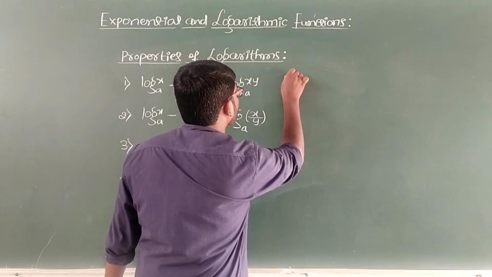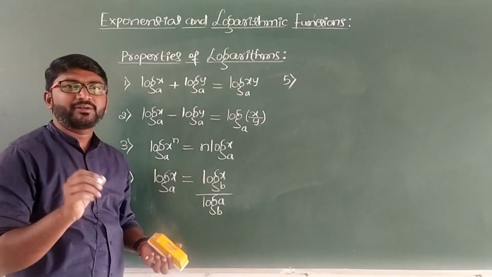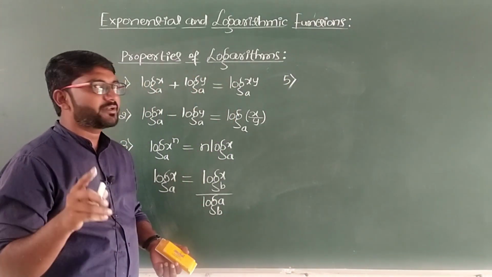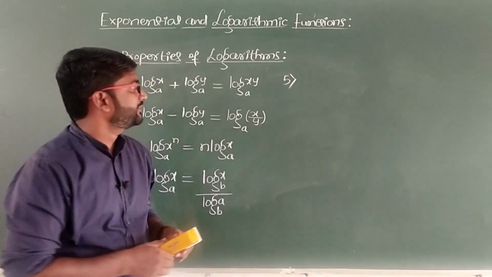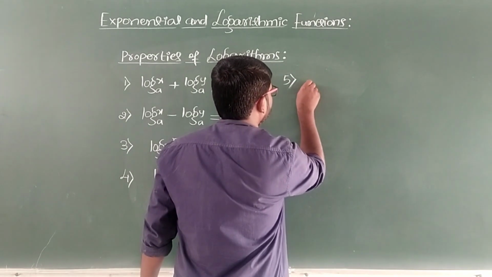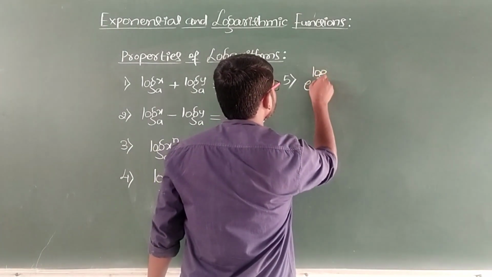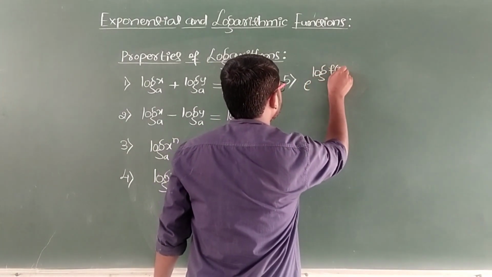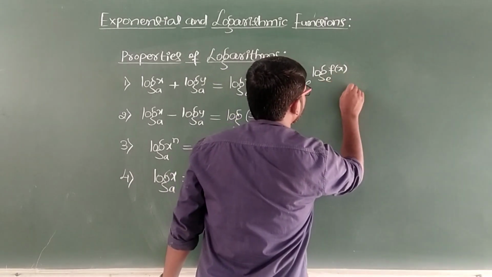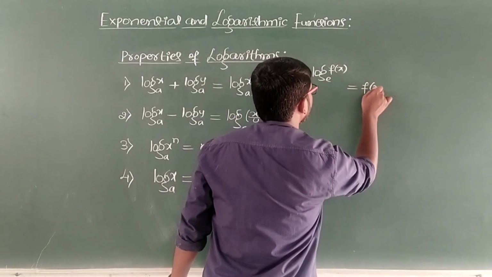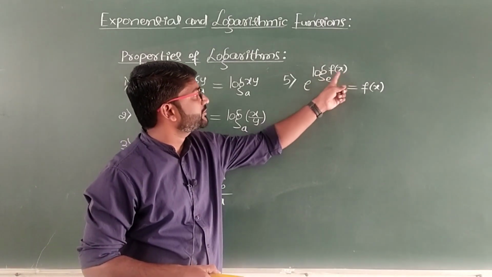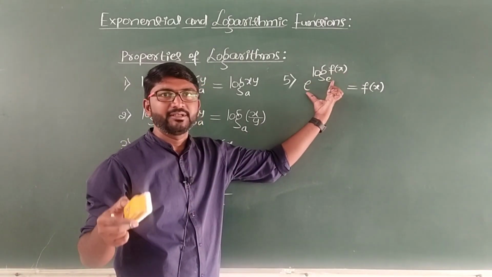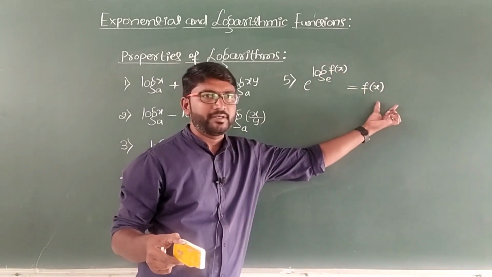Next one, so we have two important properties now. That may be given for 1 mark. Based on this property, you will get a problem for 1 mark. So the property is e to the power log f of x to the base e is f of x. This property is very important. E raised to log f of x to the base e, these two must be the same. Then it is going to be f of x.